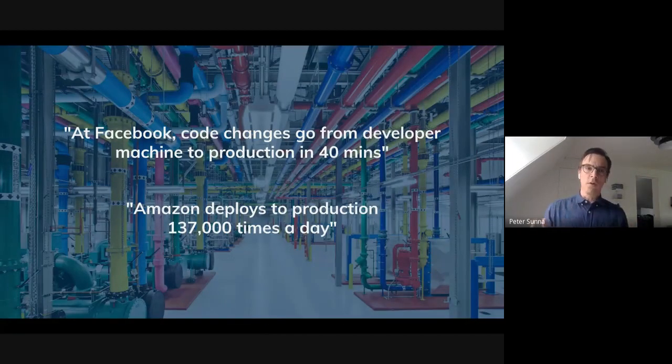So to give you some examples, at Facebook, code changes can go from a development machine to production in just 40 minutes. And Amazon deploys to production around 137,000 times per day. So that's, of course, staggering numbers. If you look at the Contentful customers, we have customers who are deploying 11 times per day to production, which is also a really great result.